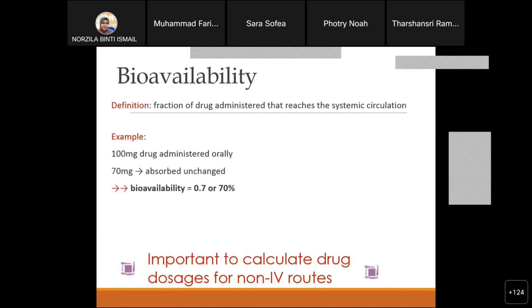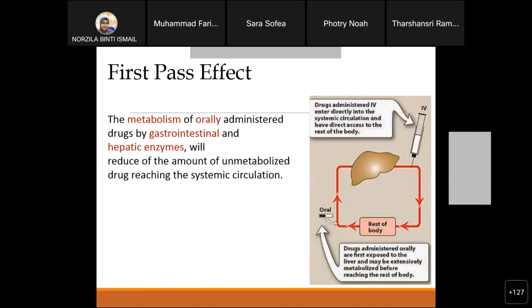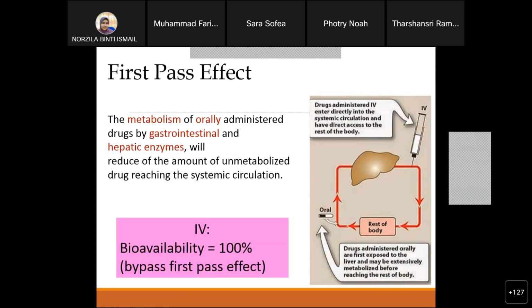Bioavailability is very important in order to calculate drug dosage for non-IV routes. Okay, first pass effect. Again, you can see the picture here. You all already understand, right? What is first pass effect? So IV has bioavailability 100% because it bypasses first pass effect.